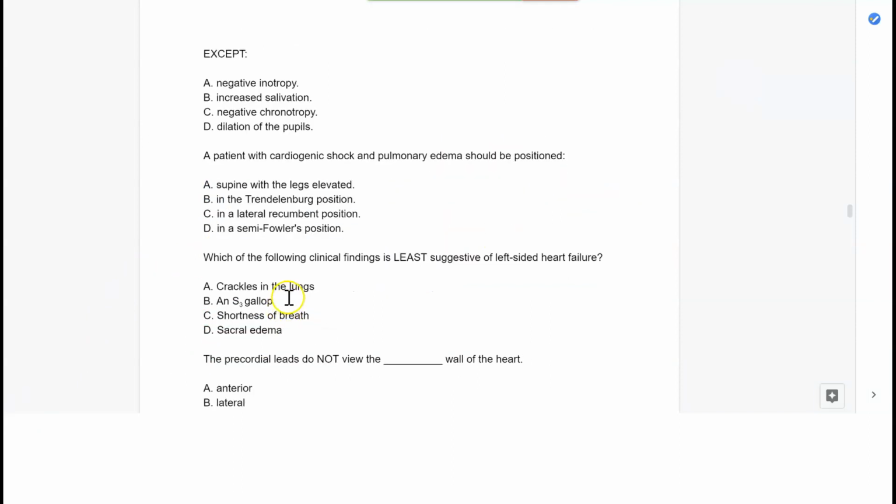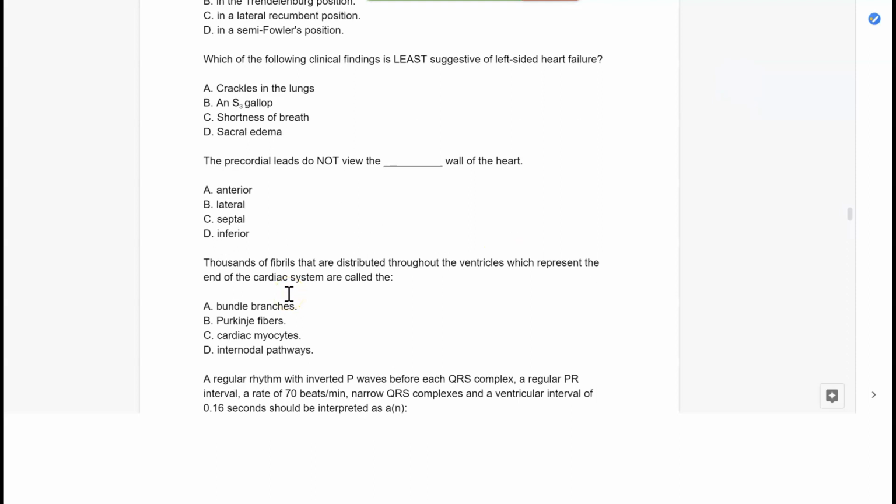Which of the following clinical findings is least suggestive of left-sided heart failure? Okay, so let's see. Crackles in the lungs, yeah, that's usually a good sign. Shortness of breath, also a good sign. Sacral edema, S3 gallop, what do we talk about S3 before? S3 is heart failure, right? Sacral edema, this is associated with right-sided, right? Remember, it comes back from whence it came.